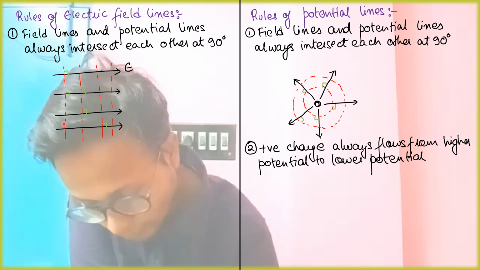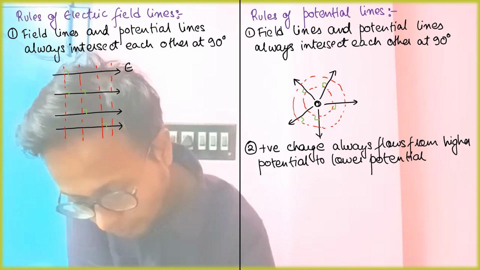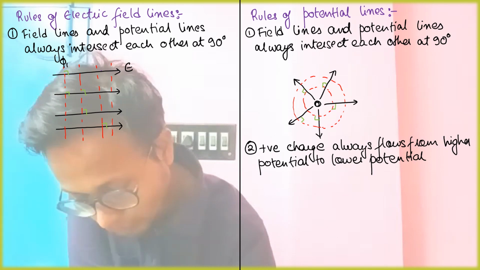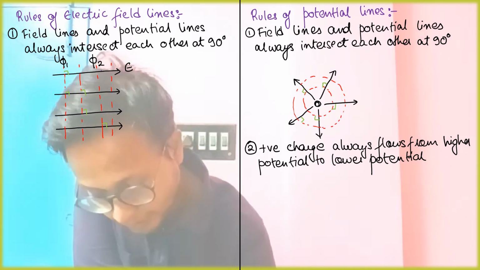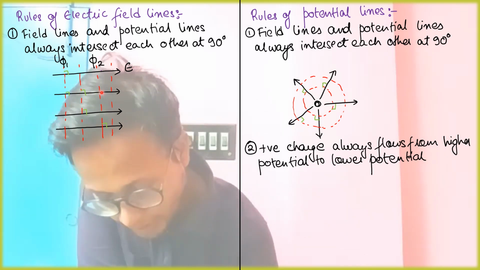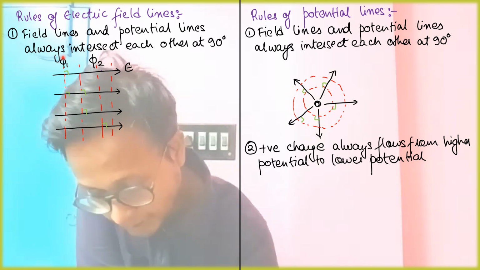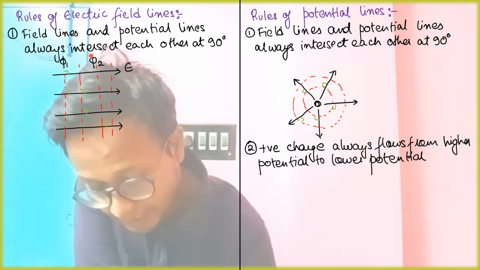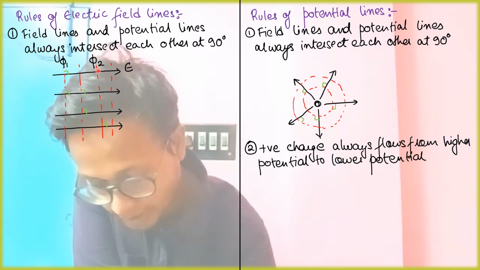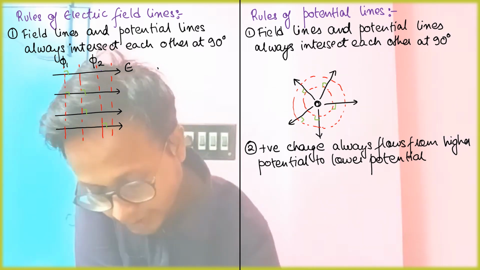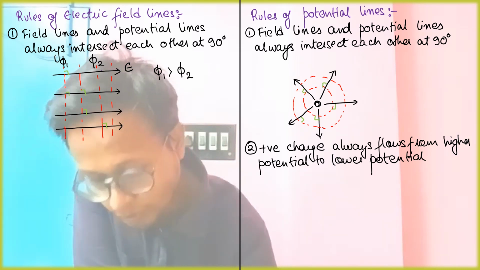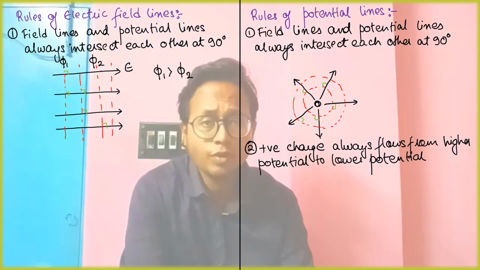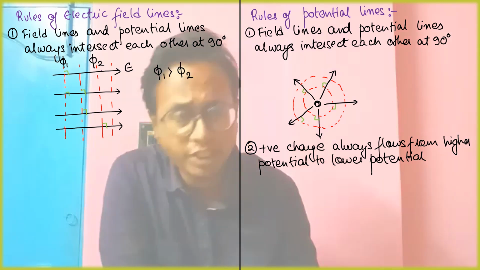And this was one of the potential lines. Suppose this was potential line 1, and this was potential line 2. So a positive charge would flow from out here to out here. That means potential line 1 has a greater value than potential line 2. Or, positive charge always flows from higher potential to lower potential.